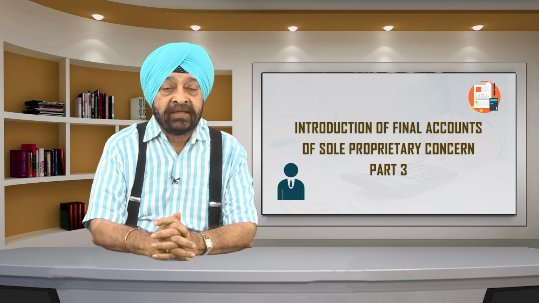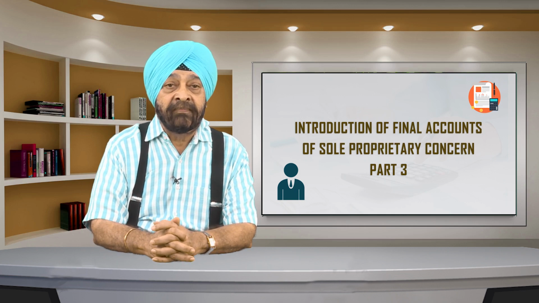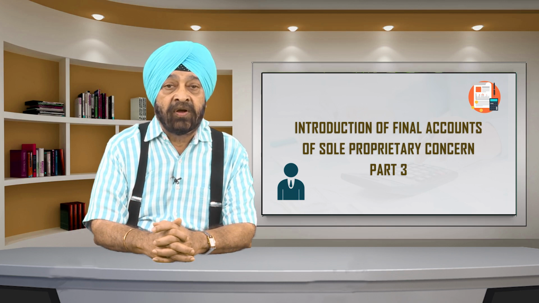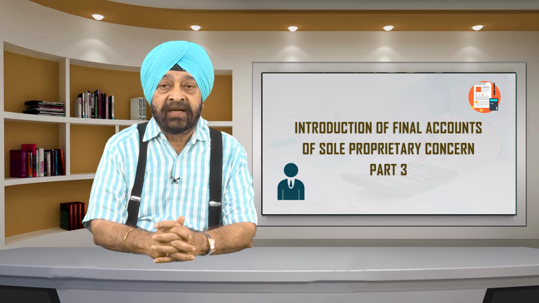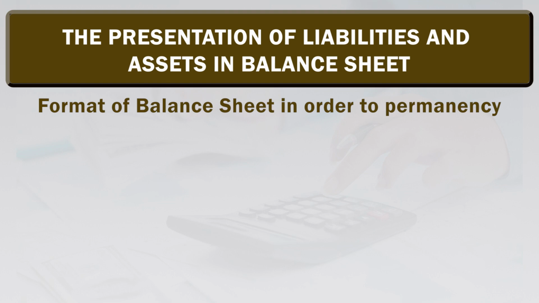Now we will see the case of presentation in permanency order. In permanency order, the time factor is very important. Assets and liabilities which have a longer life appear first in the balance sheet, like non-current assets and non-current liabilities, and after that current liabilities and current assets appear in the balance sheet. Let us have a look at the format of the balance sheet in order of permanency.